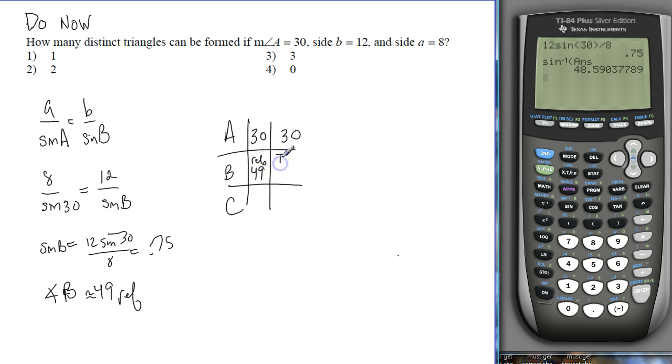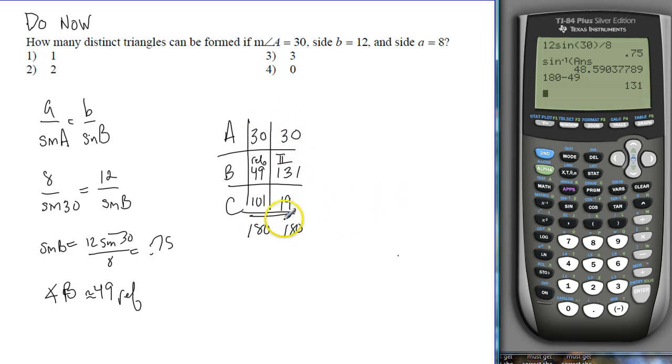That's my reference angle. So I need to find the quadrant 2 angle, the supplement. So I'll just use the calculator, 180 minus 49. We should get 131. And then finally, a triangle always adds up to 180. So we're just going to see if we can find the missing angles. This would be 101 and 19.